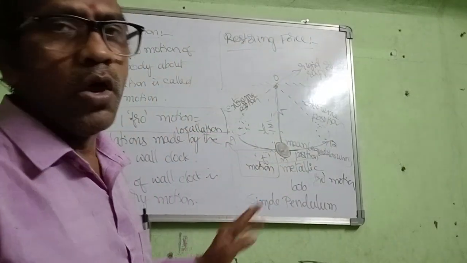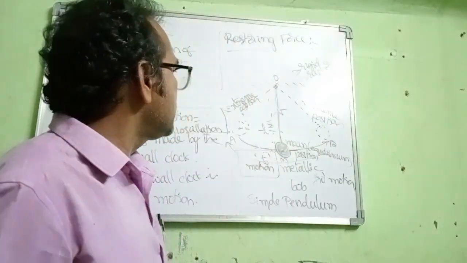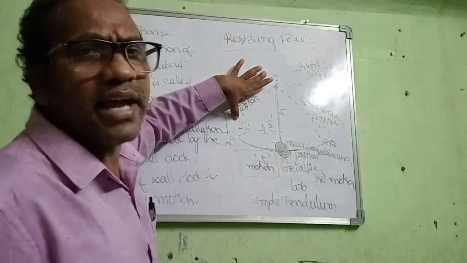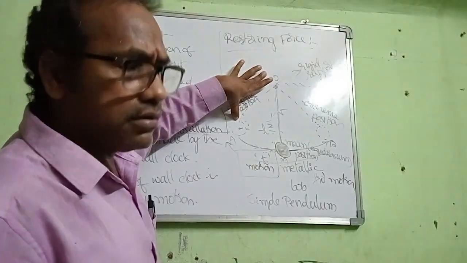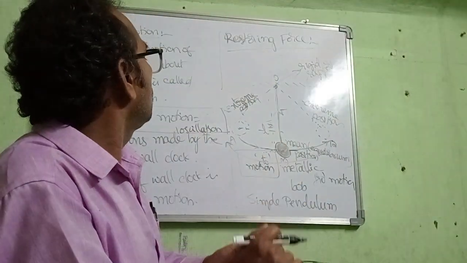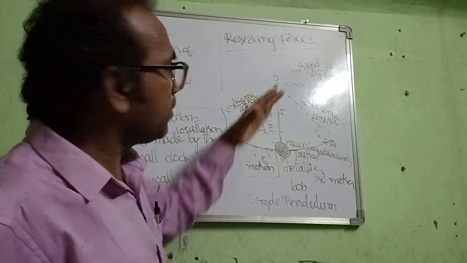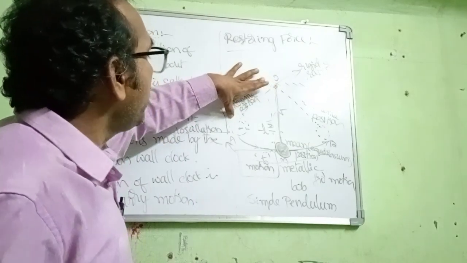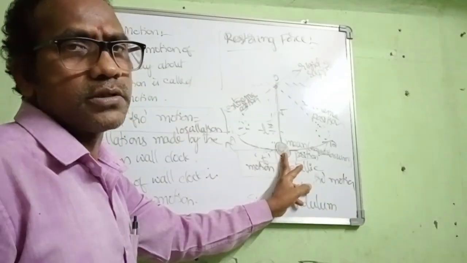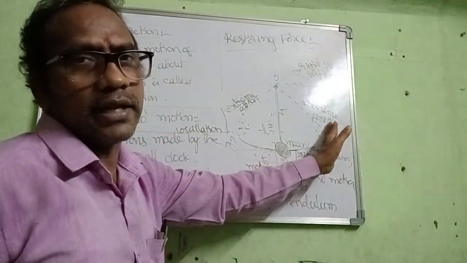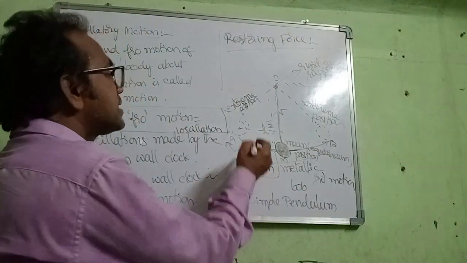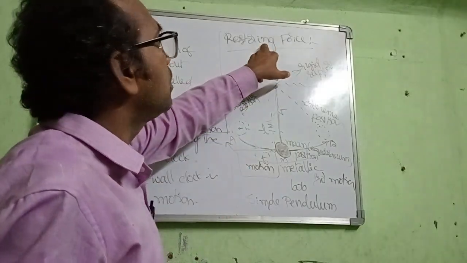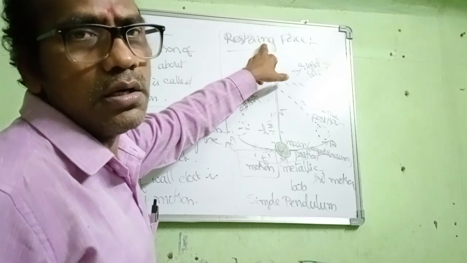Whenever the simple pendulum is at the extreme position and we release it without applying any external force, automatically it reaches the mean position, and again it goes to the other extreme position. Some force acts on the simple pendulum to move it towards the mean position. That force is called the restoring force. That is also called torque.